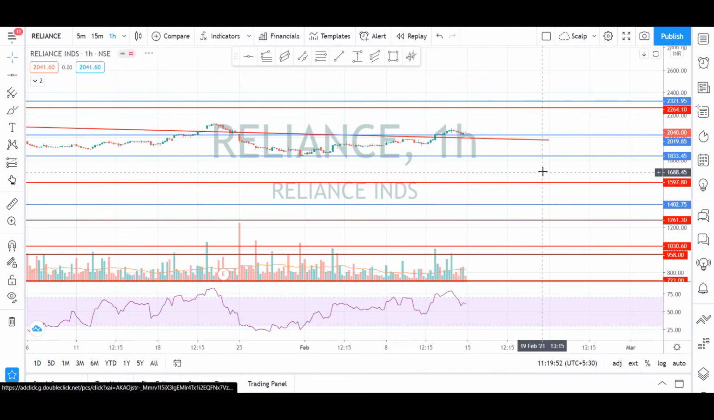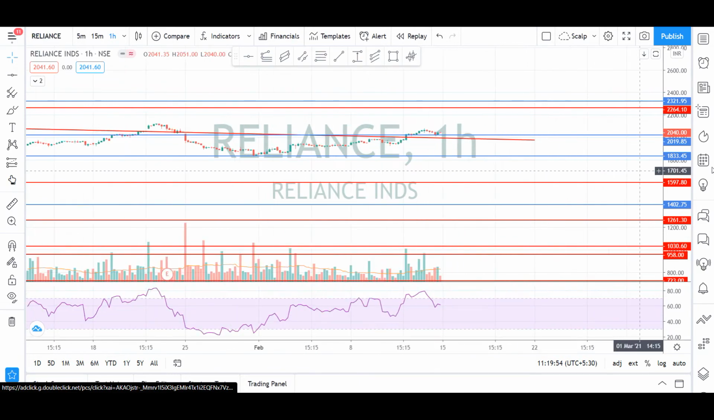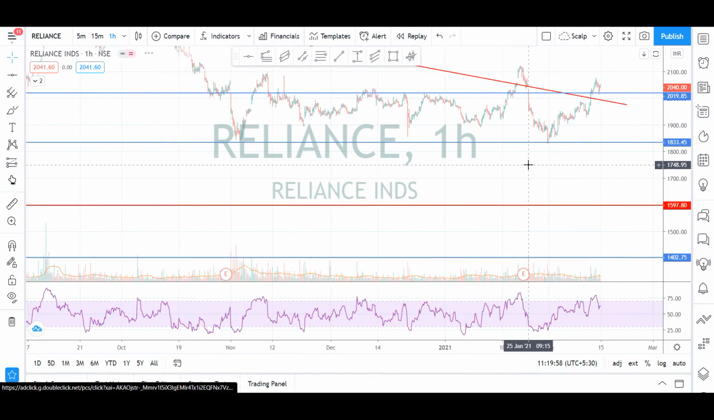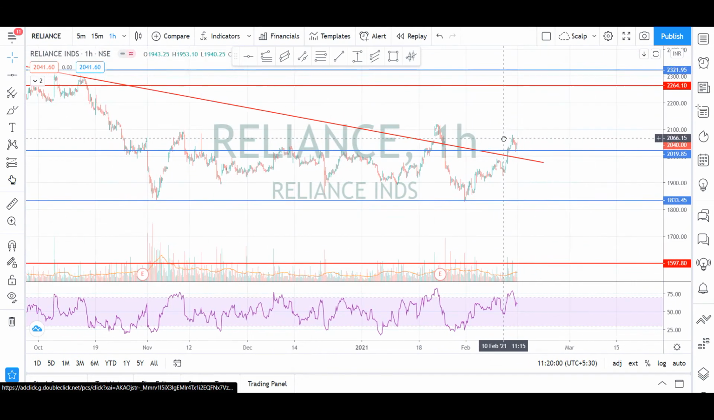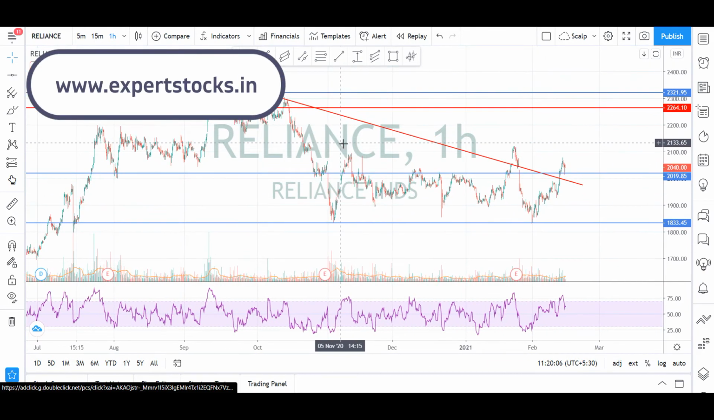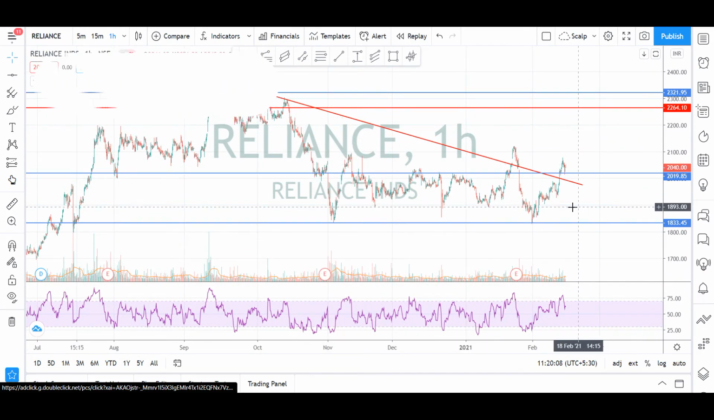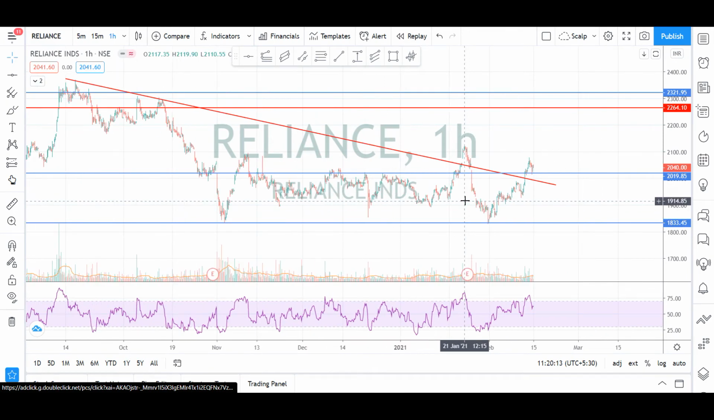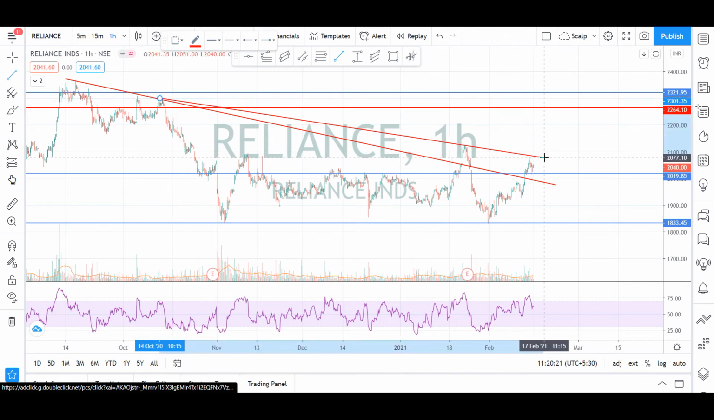Okay, now I can do my further analysis on this and try to find out which levels are important. Now you see, we had seen one kind of support and resistance. On a 1 hour chart, if you are normal swing traders for 2 to 3 days, we know what the important levels to watch out for are.